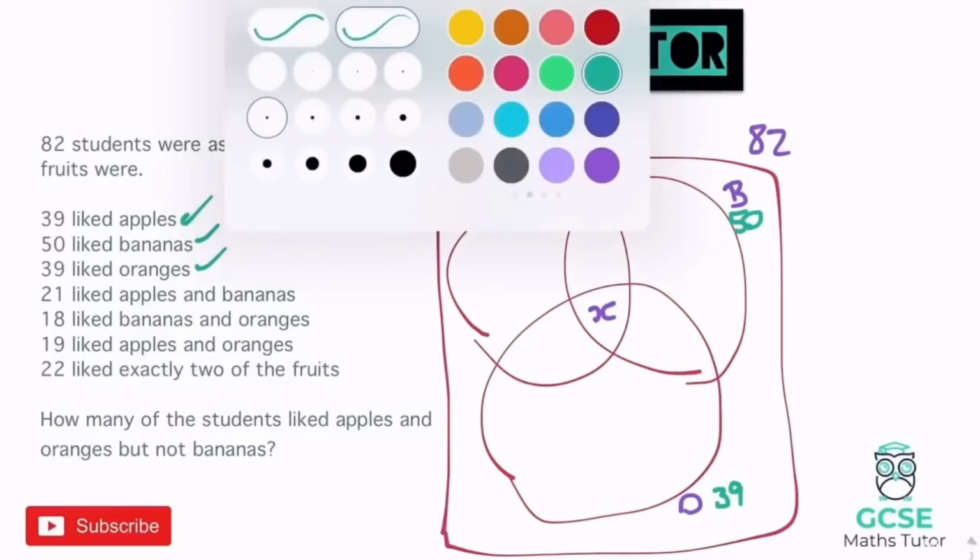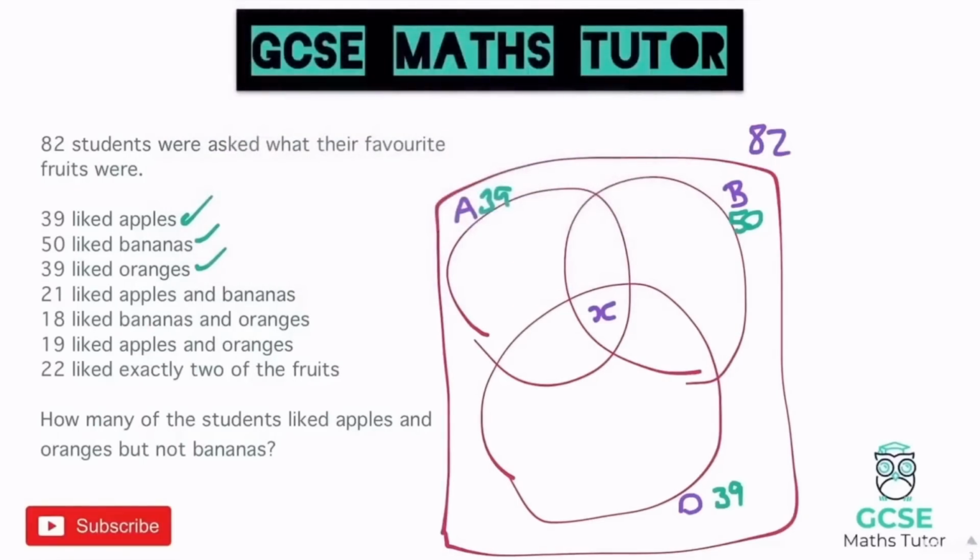Now it says 21 liked apples and bananas. So that is going to be 21 in total, including that crossover where the apples and bananas cross over. So if I knew what the middle number was, I'd take away the value of x in the middle, but I don't actually know what x is, so I'm just going to write in here 21 minus x for that one. Okay, so that's that one done for the moment in terms of algebra.